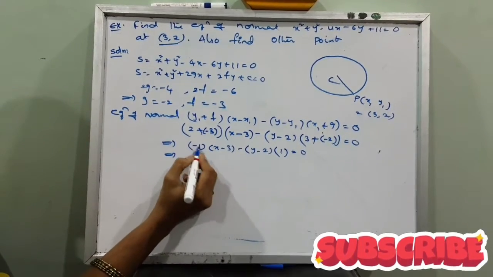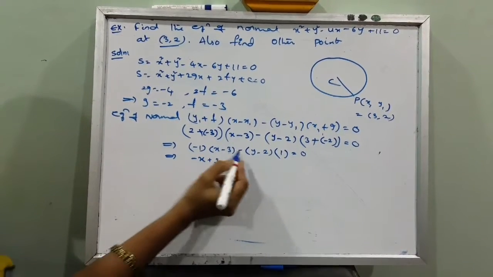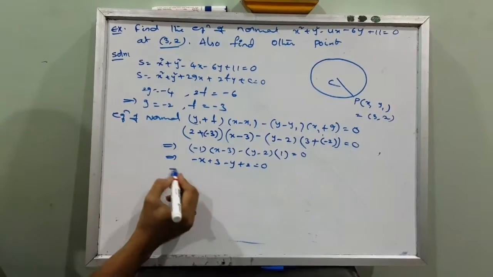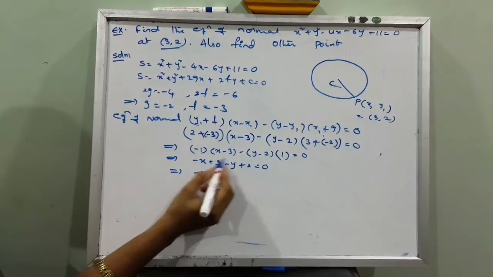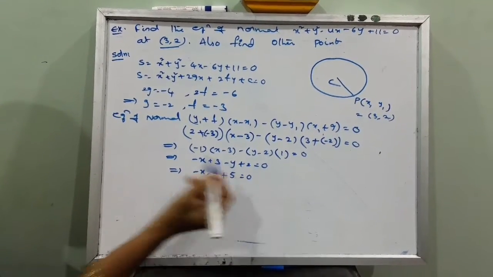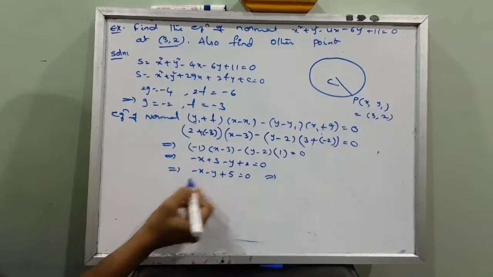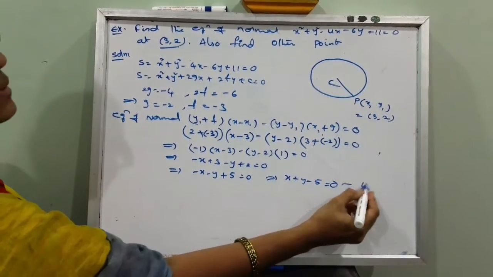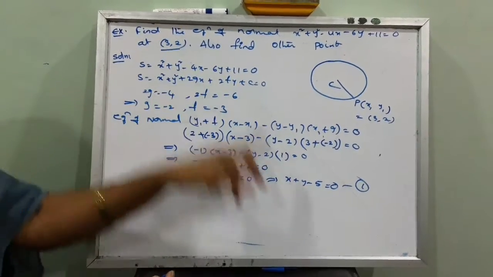So from this, minus x plus 3 minus y plus 2 is equal to 0. Then minus x minus y plus 5 is equal to 0. Taking minus as common, x plus y minus 5 is equal to 0. This is the equation of the normal.